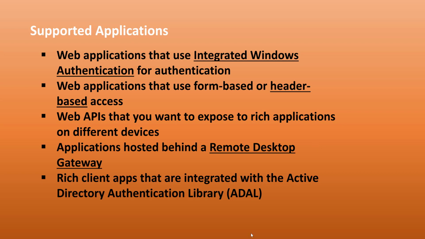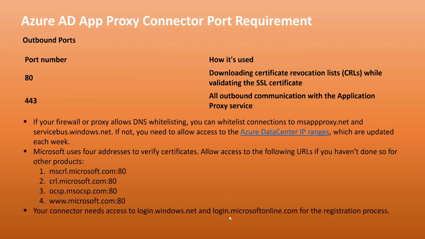And with that, let's look into the requirements for our connector. The first important thing, depending on how your networks are set, especially from the security perspective, is that the Azure AD Proxy connector needs to be open for outbound traffic on port number 80 and port number 443. And I think in most environments outbound traffic is generally open. But if your firewall or proxy allows DNS whitelisting, then you have to allow all the Azure Data Center IP ranges, and you can also use the URLs that have been given here. I'm not going to read all of that for you. And that is the requirement from the port perspective.